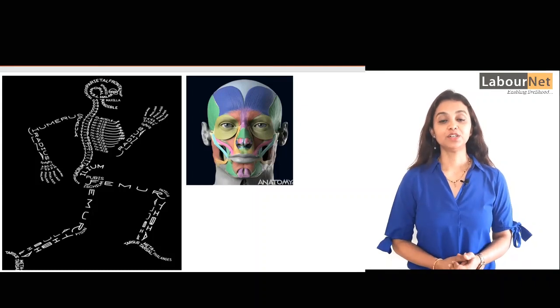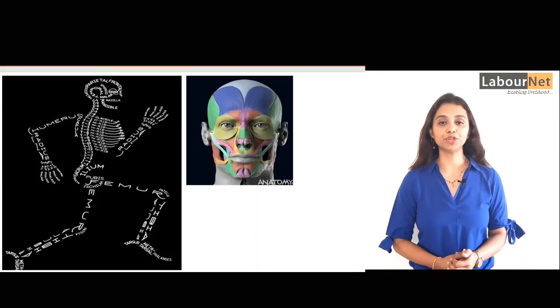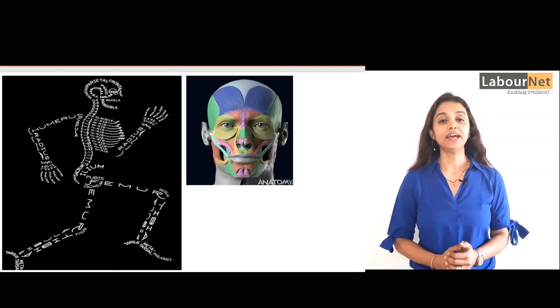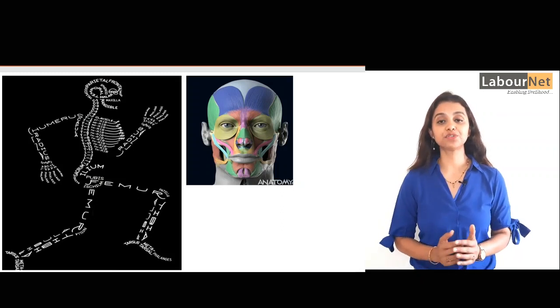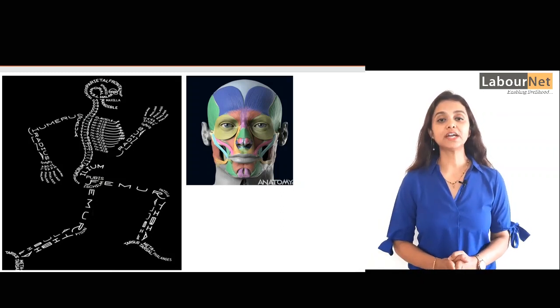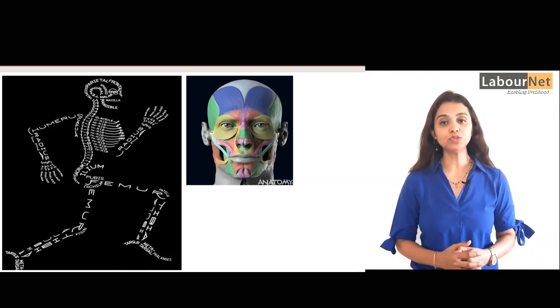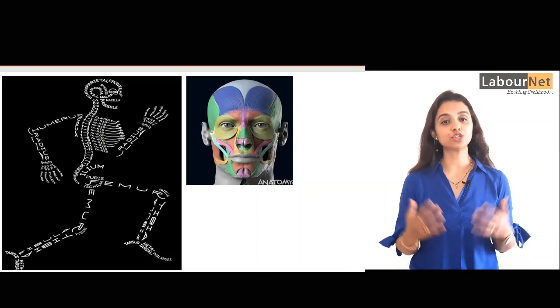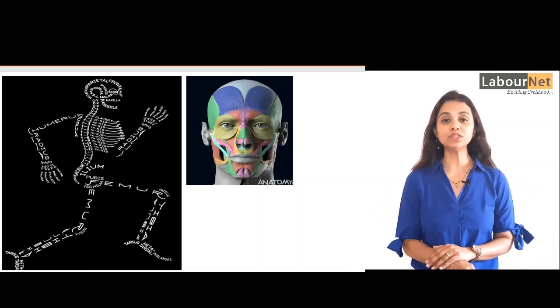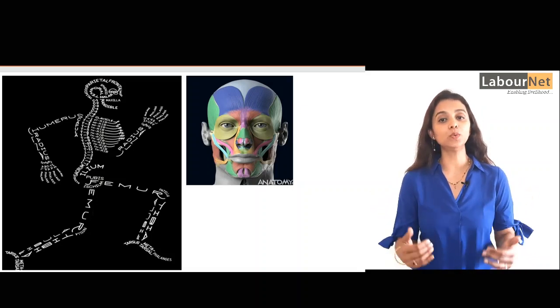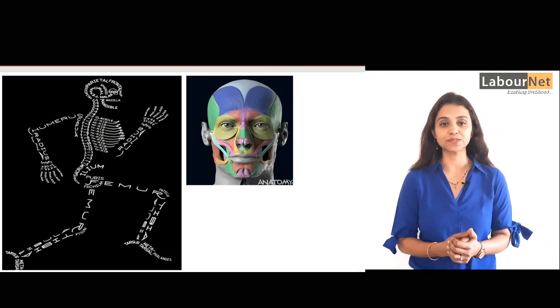Hello everyone. Today we will study a very interesting module, that is anatomy. Anatomy is the science that studies the structure of the body. Here we will study cranial bones, means bones of your skull, then facial bones, pectoral girdle, means your shoulder bones, upper limb bones, that is your hand bones, and lower limb bones, means your leg bones.